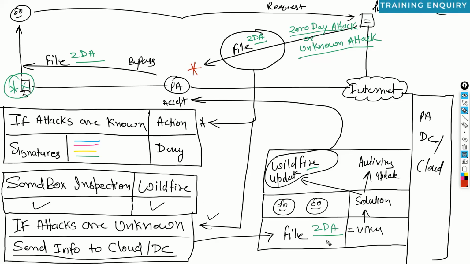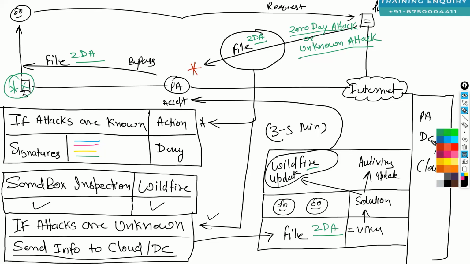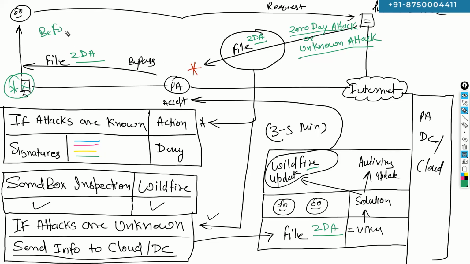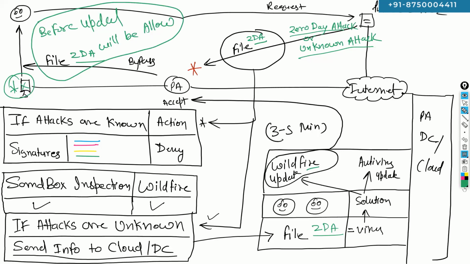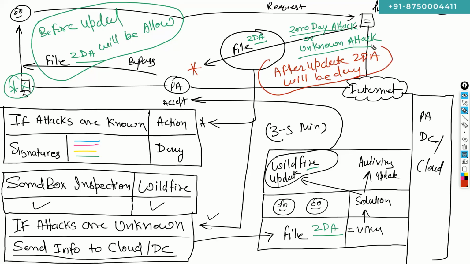If we submit a file to the cloud and get an update, Palo Alto says that within 3 to 5 minutes we can send you a WildFire update if you send the file to us. So what will happen in that period? In that period, before the update, ZDA will be allowed. But after the update, the ZDA, the 0-day attack, we deny. After the update, your 0-day attack will be denied.